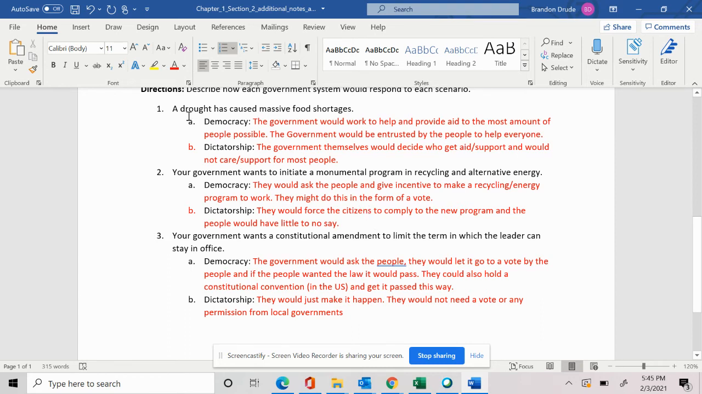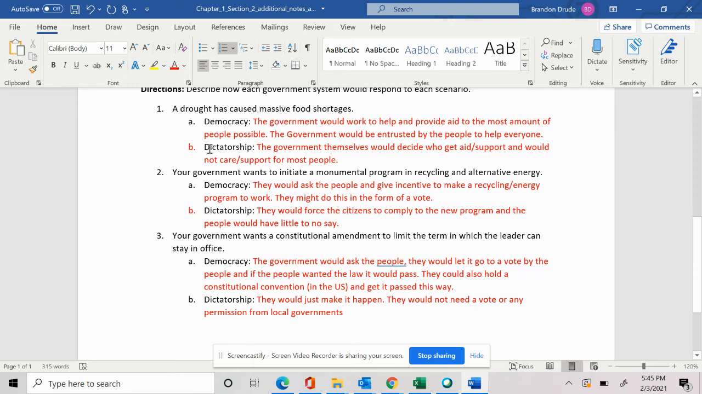So if there was a drought that caused massive food shortages in a democracy, the government would help the people in any way they could. They would provide money, support, aid to the people as much as they could. And they were entrusted by the people to do that. People would say, government, we want your help. We need your help. And the government would go and help them because that is what a democracy is. The government is ruled by the people. And if the people say, we need your help, government, the government will come in and help.